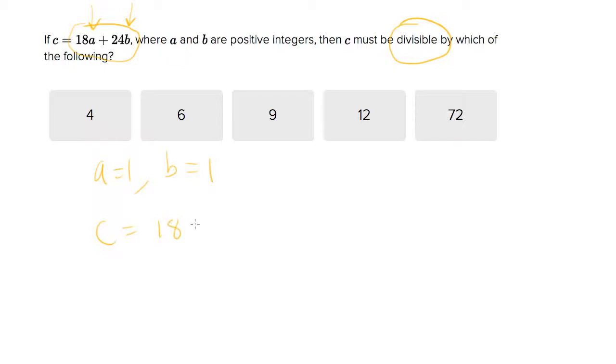c equals 18 plus 24, which is equal to 42. And then we can ask ourselves, is 42 divisible by 72? No, that's way too big. Is it divisible by 12? No, it's not divisible by 9, and it's not divisible by 4. So the only number that ends up working is 6. So that must be the correct answer, even though we only tried one situation.